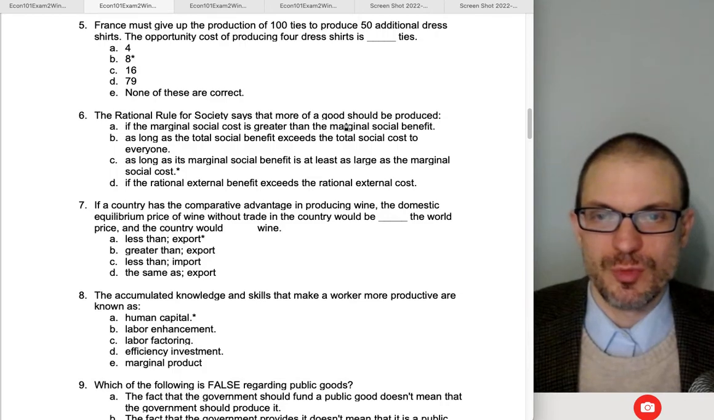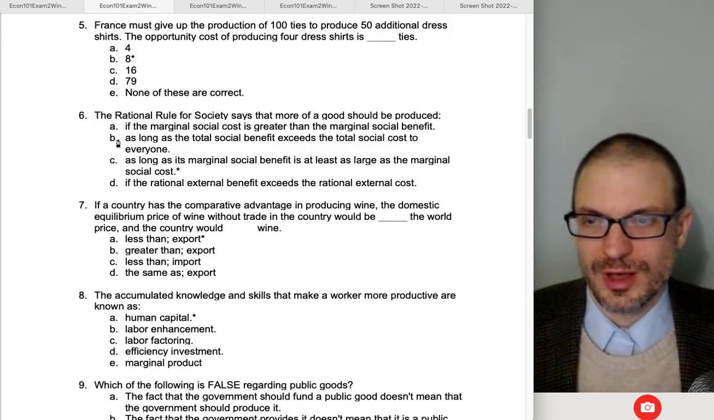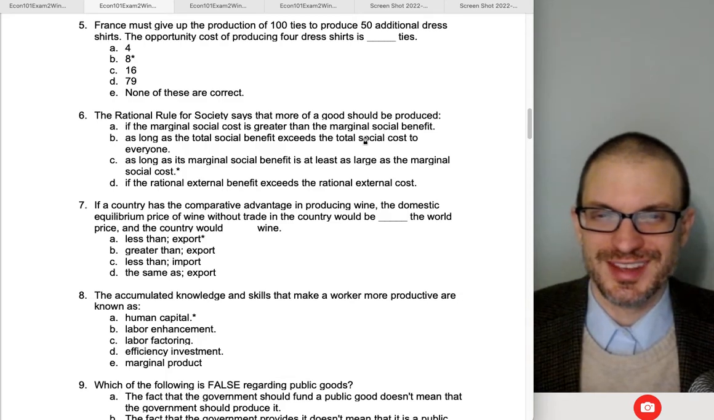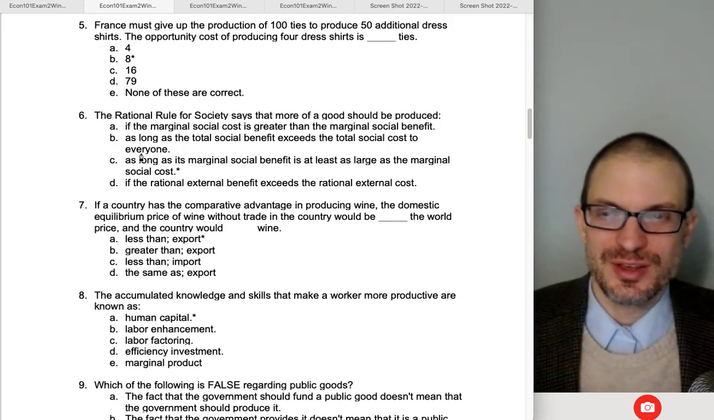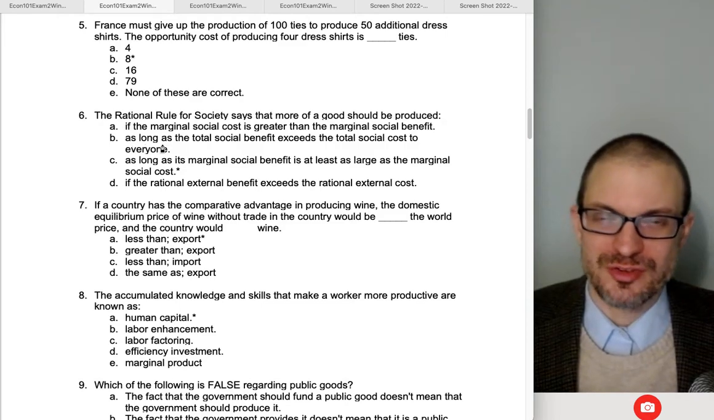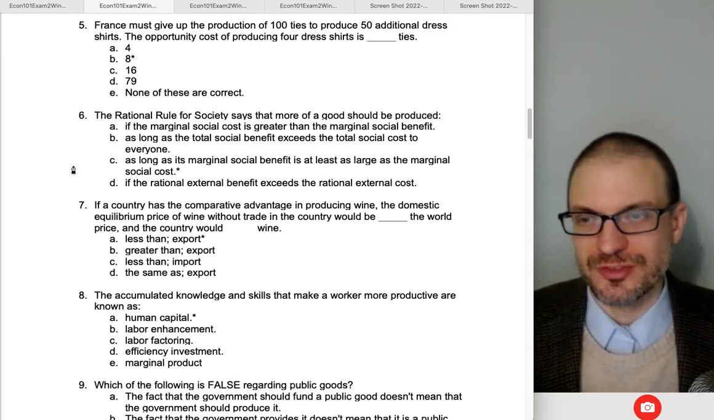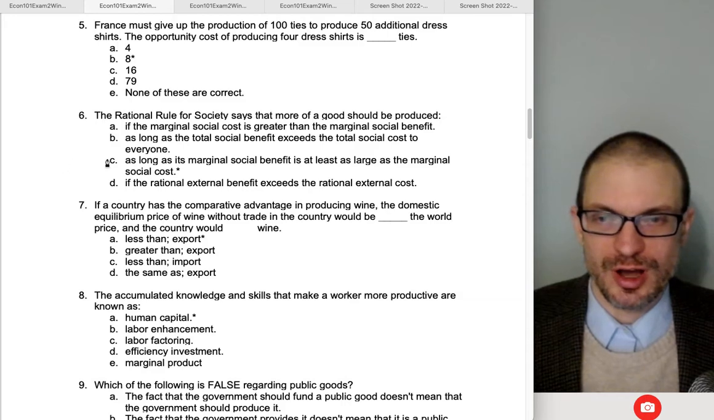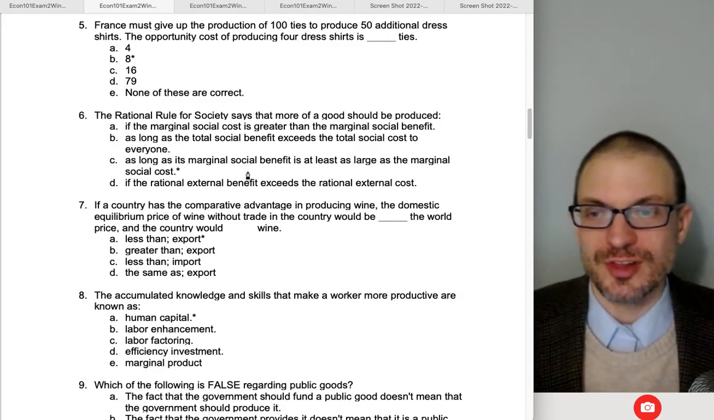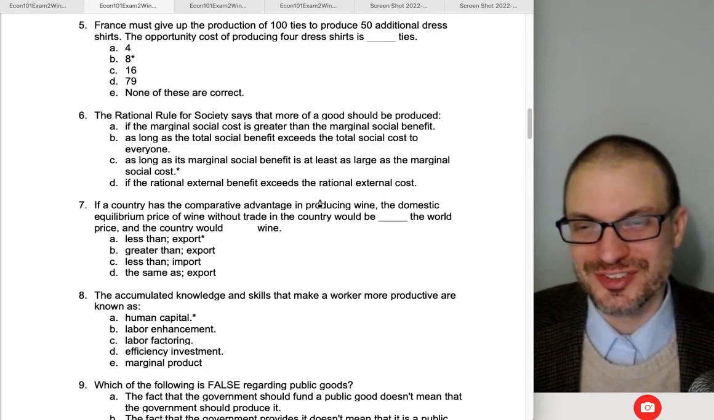The rational rule for society says more of a good should be produced if the marginal social cost is greater than the marginal social benefit. If the marginal social cost is greater than the marginal social benefit, that's not good because now you've got additional costs beyond what society is getting. As long as the social benefit exceeds the total social cost to everyone, well, we do have winners and losers, but that's not what the rational rule for society is saying. As long as marginal social benefit is at least as large as marginal social cost, yep, that's it. Remember, our rational rule is always of the form marginal benefit is at least as big as marginal cost. Here, we're talking about society, so marginal social benefit is at least as large as marginal social cost. And the last one, if the rational external benefit exceeds the rational internal. I don't know what a rational external benefit is, so it's not that.